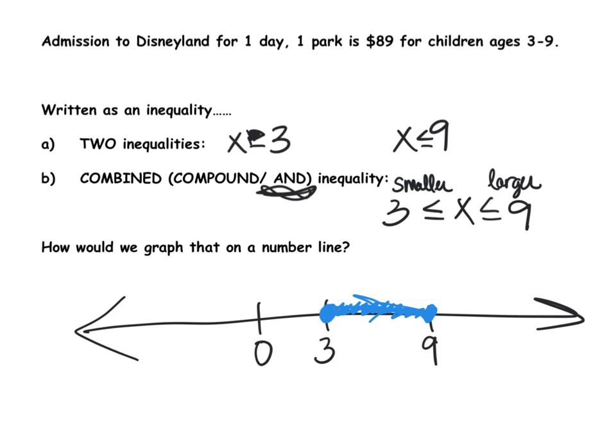I call this an and inequality because my solutions are 3 and 9, and they hit each other, they connect. And all my solutions are together. It's an and because my arrows will hit, my answers will all be in the middle. Okay? So that's an example of an and.